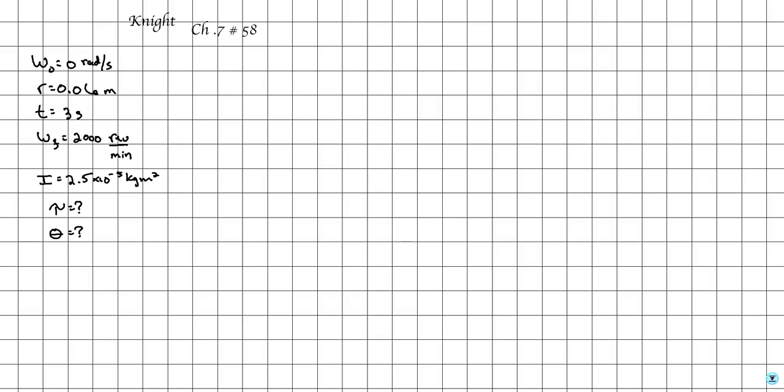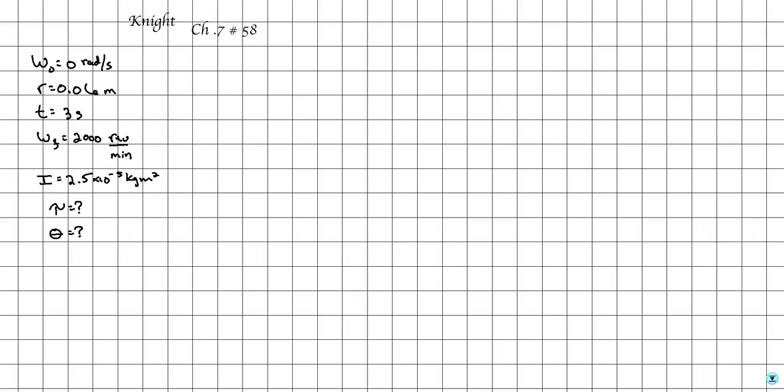Here we go with problem number 58 from chapter 7. It reads, starting from rest, a 12 centimeter diameter compact disc takes 3 seconds to reach its operating angular velocity of 2,000 revolutions per minute. Assume that the angular acceleration is constant. The disc's moment of inertia is 2.5 times 10 to the negative fifth kilogram meter squared.